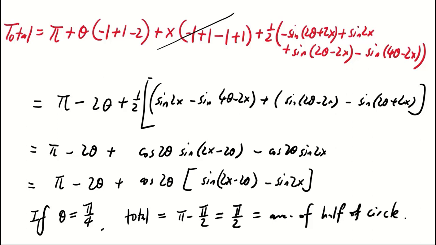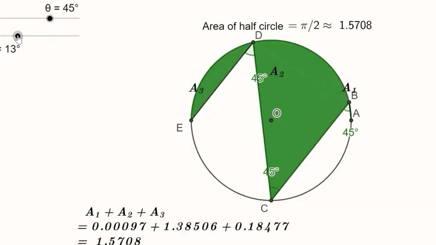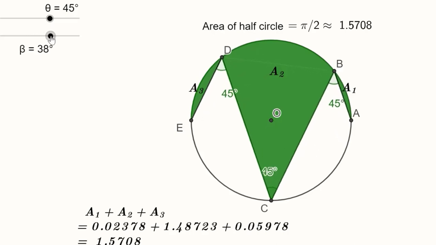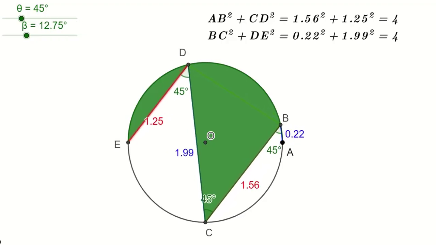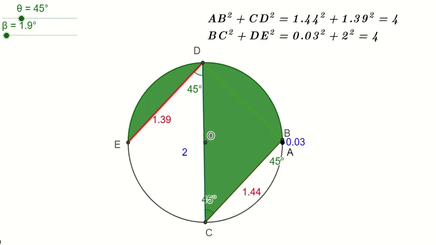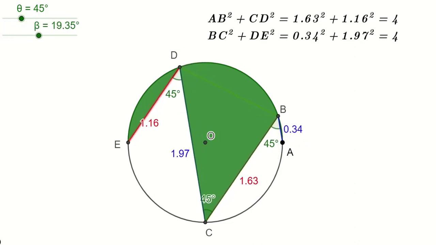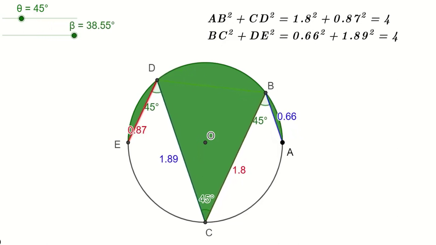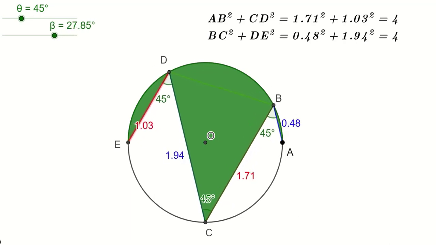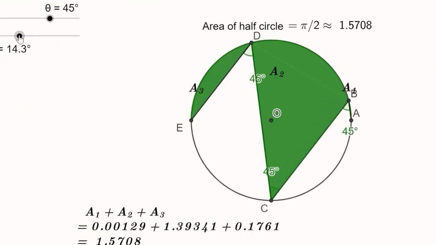Which means that when theta equals pi over 4, this green region will be exactly half of the circle. And there's also another interesting property to be observed regarding the square of the length. Note that AB square plus CD square will equal BC square plus DE square. And for now, let's look at other people's solutions.